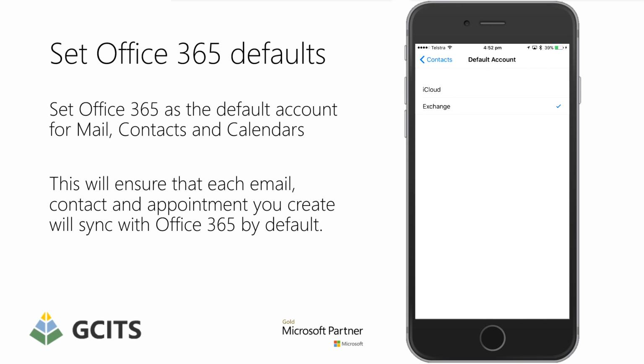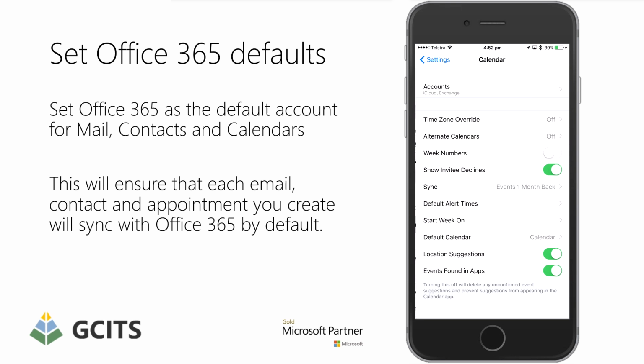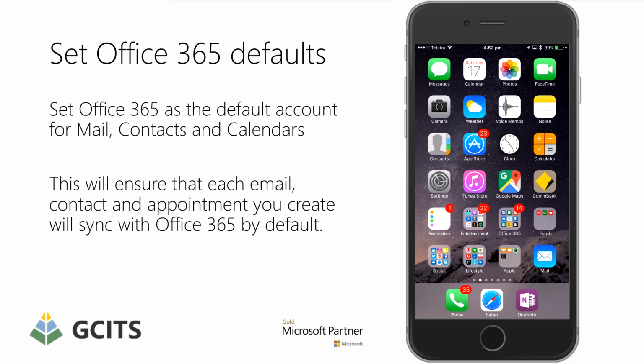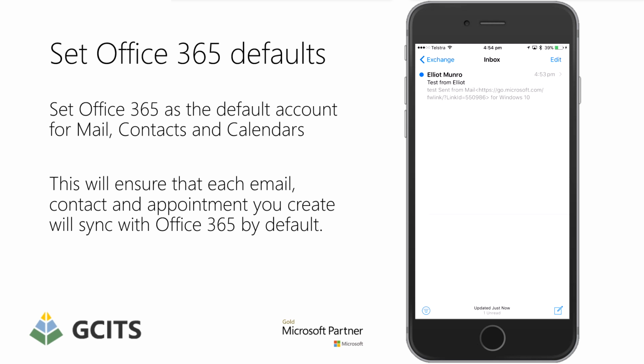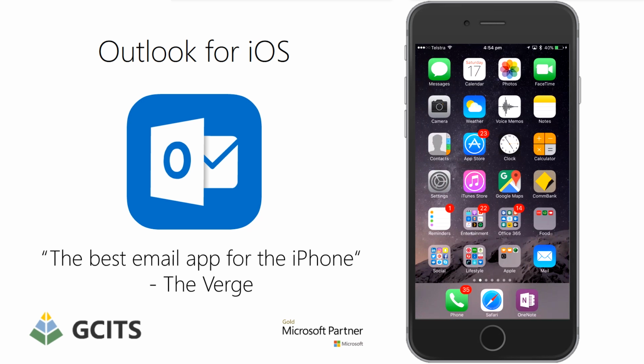So we're doing the same thing for the contacts here. And then we're going to go down to Calendar, and we're going to make sure that the default calendar is also set to Exchange as well. So now if we open up the Mail app here, we're going to see that our email has arrived in and the account is all set up. Now, if you're okay with doing the bare minimum, you can stop here, but I recommend setting up the Outlook for iOS app as well.